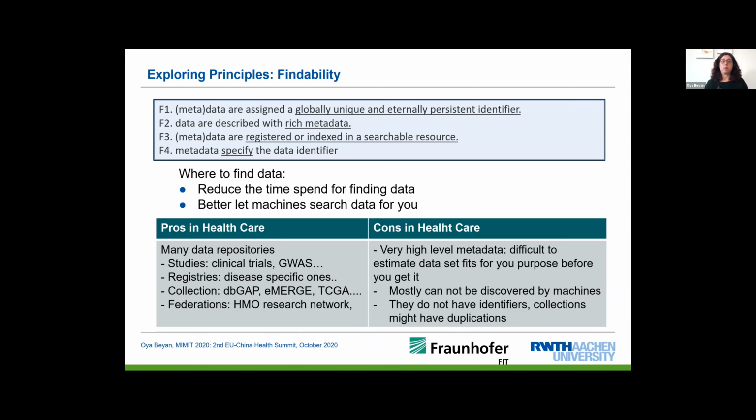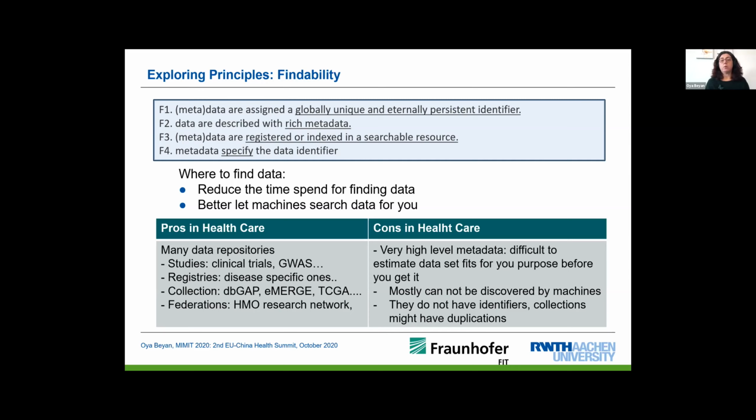But what are the challenges? When we describe these data sets with metadata, it's very difficult to estimate from the description whether the data set fits your purpose for reuse. Most of the time, there is very limited description about these data sets, such as primary diagnosis, sometimes administered drugs. But if you are looking for a specific phenotype, such as a specific age group or specific secondary diagnosis, you don't know if that data is in the data set before you get it.